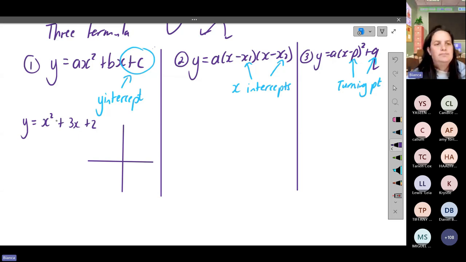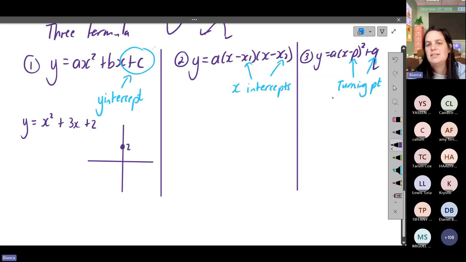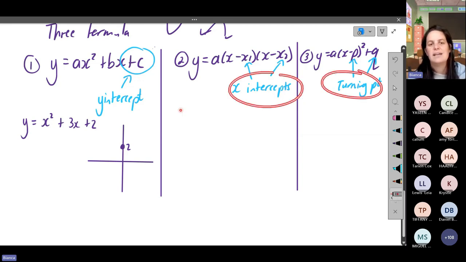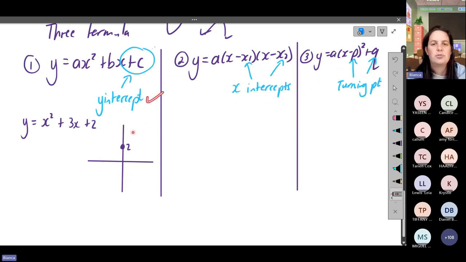So in this example, I've given you the y-intercept of 2. So you can actually plot the y-intercept of 2. But I still need the x-intercepts and the turning points to be able to get the marks. I need these things on my sketch to be able to draw the function. So if the y-intercept is done, great. Now you need to move on to figuring out the x-intercepts.